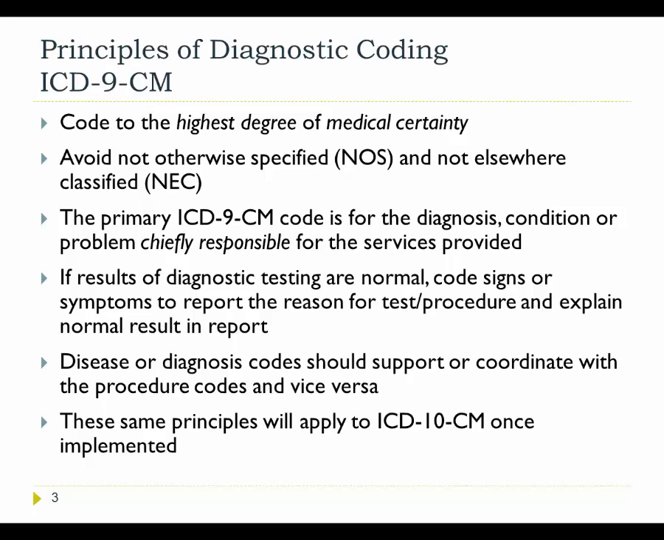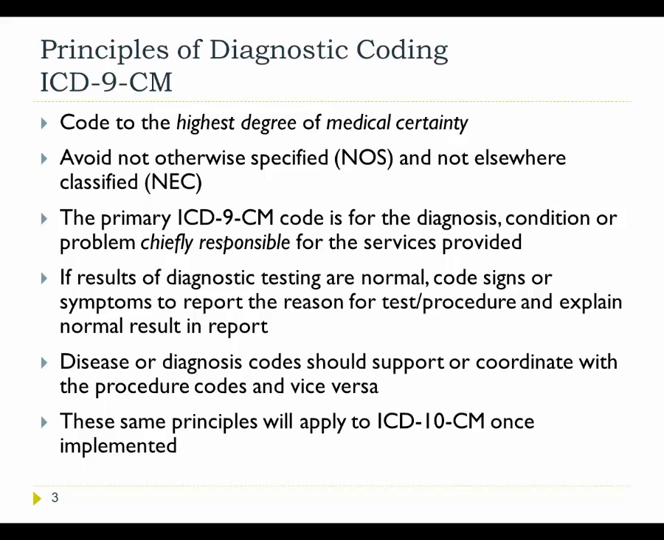Let's review the principles of diagnostic coding and then put them into practice. Coding to the highest degree of certainty means using a diagnostic code of 5 digits whenever possible. The ICD-9-CM codebook will indicate when you have to use additional digits. The primary ICD-9-CM code is for the diagnosis, condition, or problem chiefly responsible for the services provided.